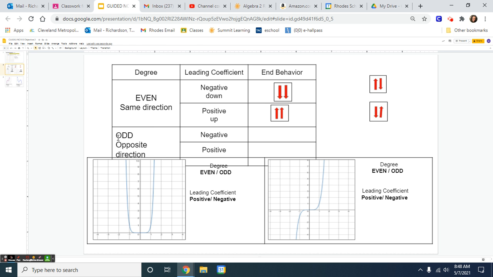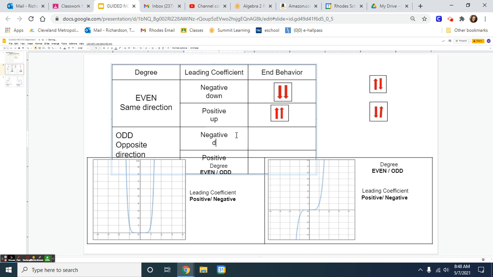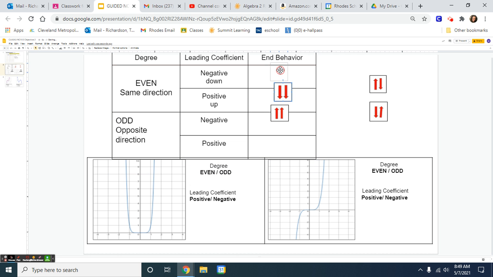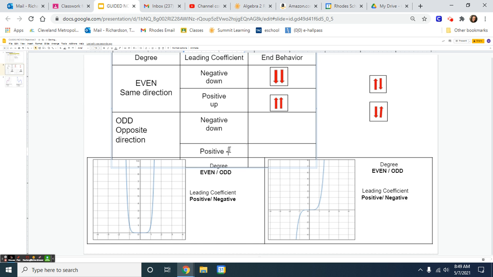But think about odd, opposite. But this is still the same. Negative still means down, and positive still means up. I'm going to move this table up a little bit so I can see my options. Okay, so negative still means down, and then positive still means up.